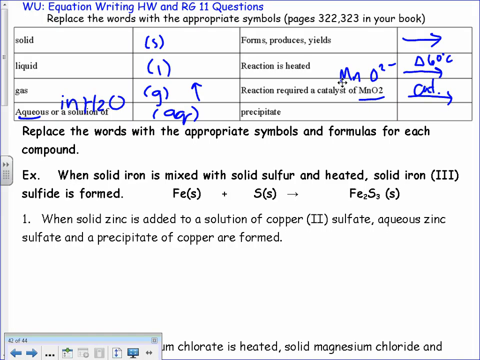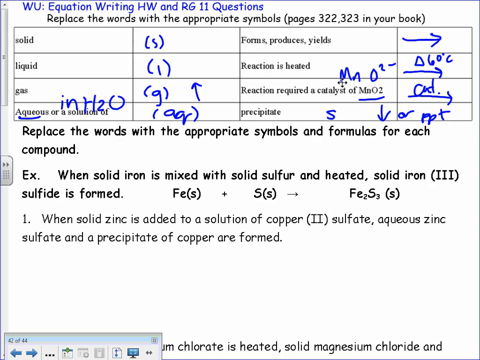Precipitate, downward arrow, or PPT. By putting PPT on the end, that means it's a precipitate. Or you could just put solid. All those things mean the same thing. A precipitate is a solid form. So they all can be equally denoting the same thing.